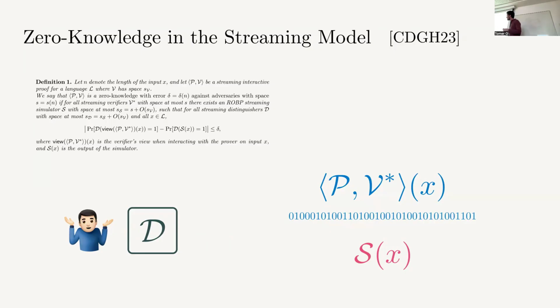And we say that the protocol has error delta if any distinguisher, a streaming small space Turing machine, cannot distinguish with probability more than half plus delta. Okay, so just to forget about all these markings, if, for example, you didn't come to this lecture and somebody asked you, hey, what did Tomer talk about? And you were able to convince them that you did come to this lecture, then it probably means I didn't teach you anything here. Okay, great. So that's our definition of zero knowledge.